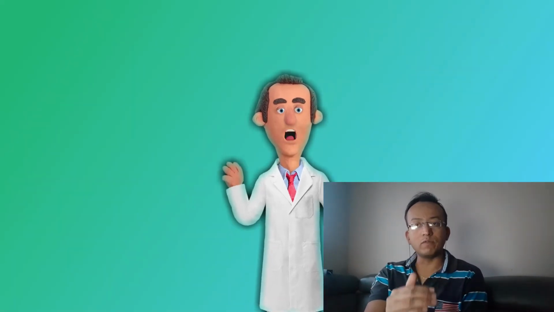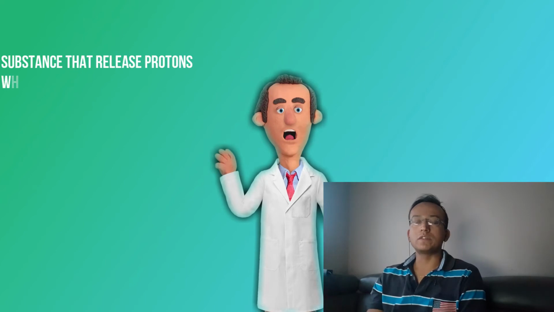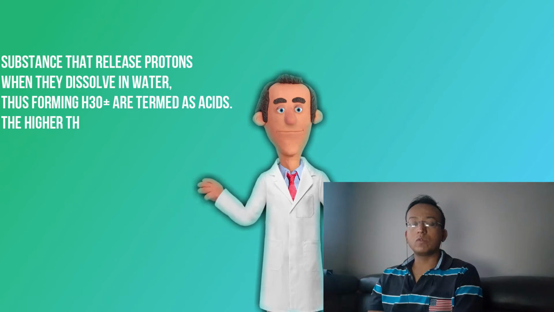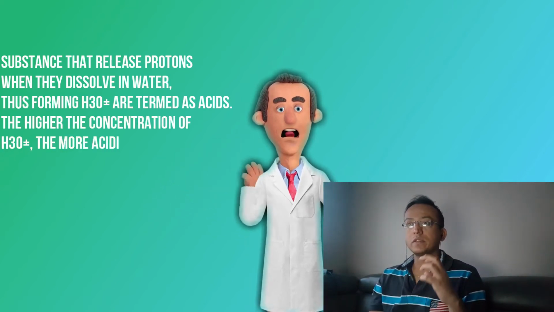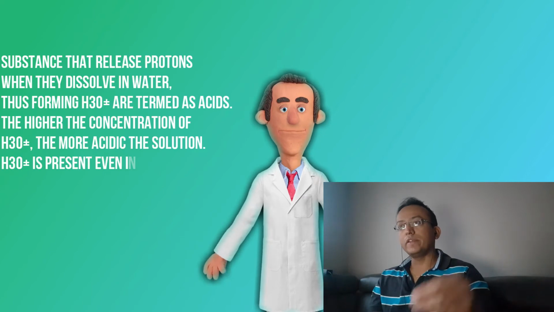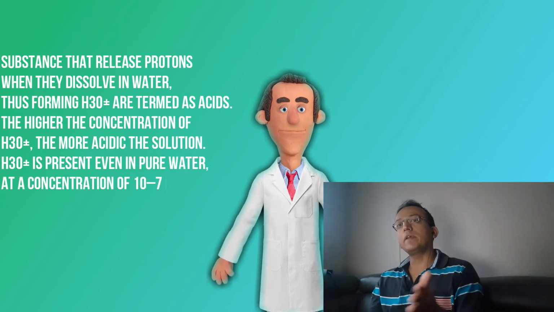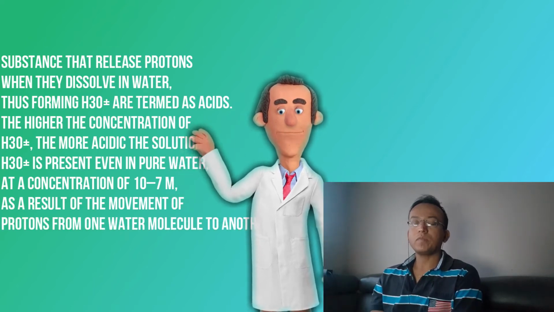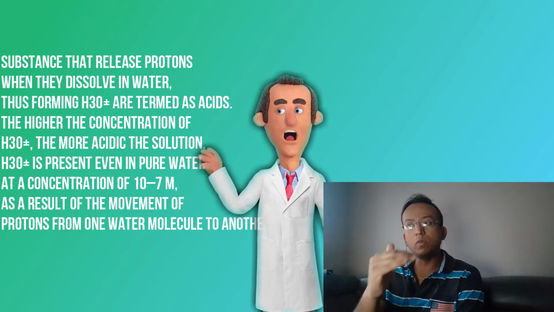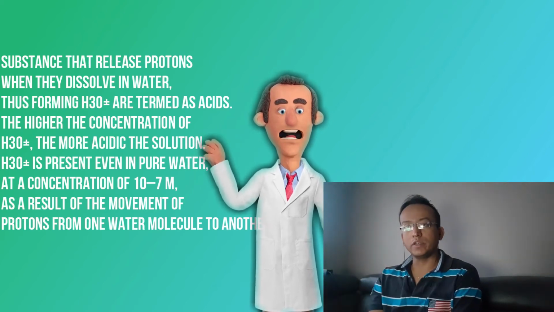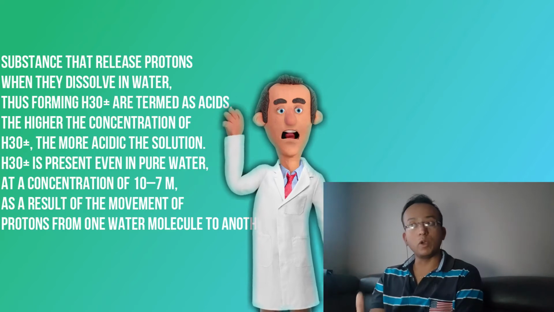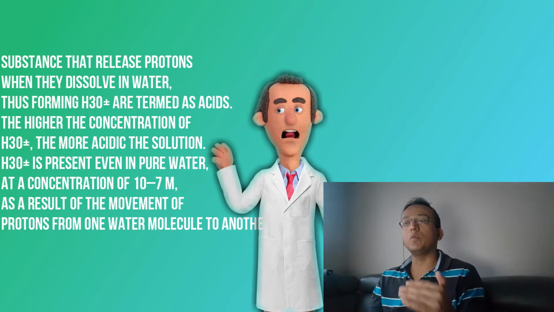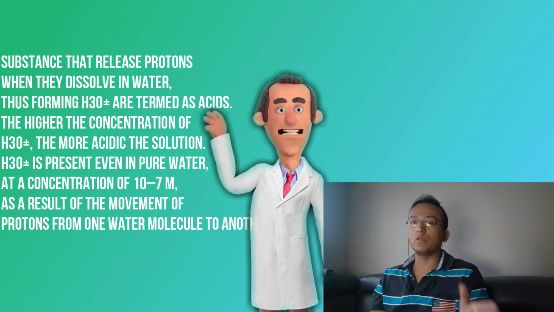Substances that release protons when they dissolve in water, thus forming H3O+, are termed acids. So we know what acids are now. Substances that release protons when they dissolve in water, forming hydronium ions, H3O+, are termed acids, as simple as that. The higher the concentration of H3O+, the more acidic the solution is. H3O+ is present even in pure water, but at a concentration of 10⁻⁷ mole, as a result of the movement of protons from one water molecule to another.